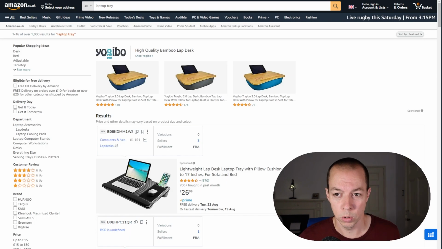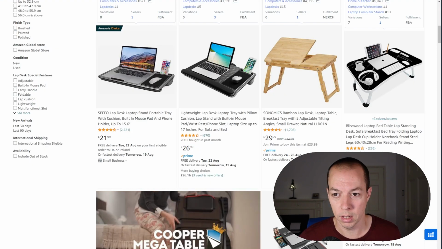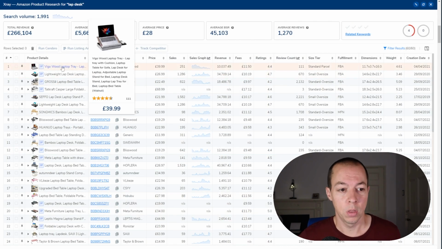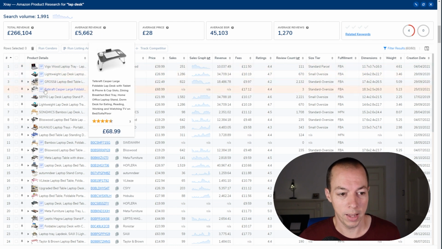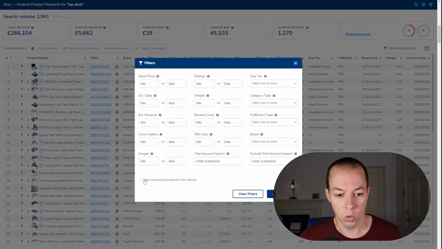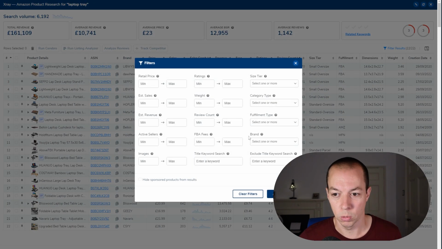And if we look at the results in comparison, let me just bring up X-ray for both of these products. So I've got lap desk here, and this brings me on to another mistake. People that don't filter out the sponsored results. So anything with SP here, these are paid adverts. You want to filter these, otherwise they will muddy the waters and not make your analysis accurate. So make sure you tick this box here to hide sponsored products from the results. Let's do that for both sets of search results.